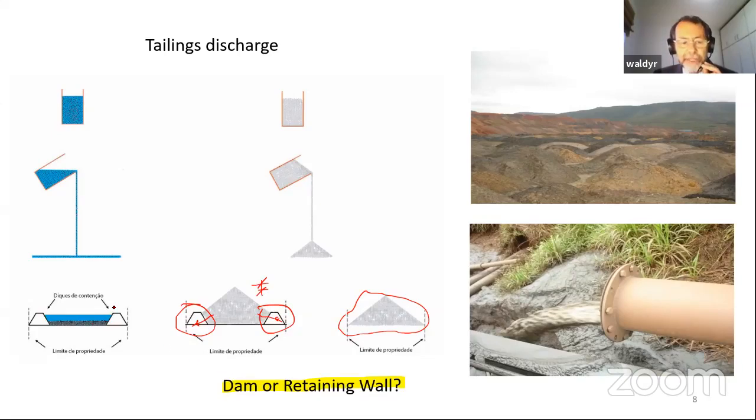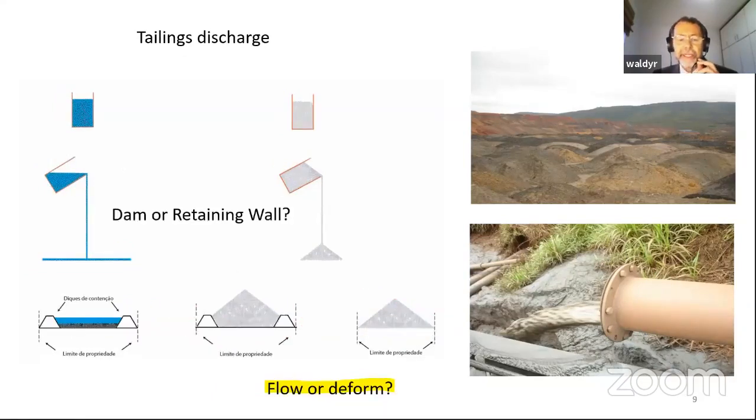If you do the same with this material, what is going to happen? If this material behaves like this, it is going to spill away. So in that case, you can say that in this material, if something happens to this retaining structure, this material is going to deform, maybe experience a large deformation, but it's not going to flow. This material here is going to flow.